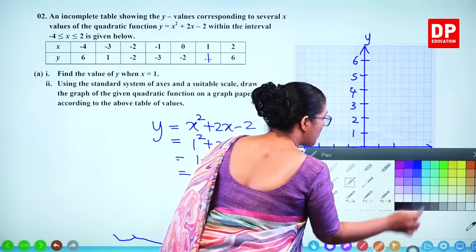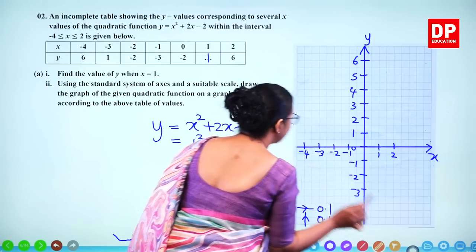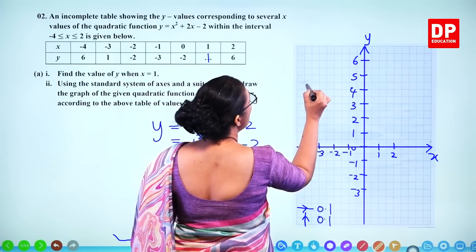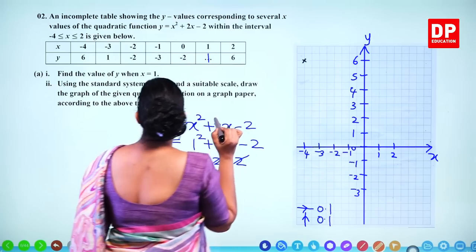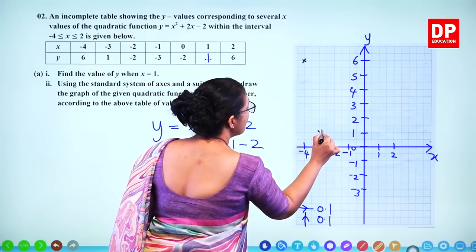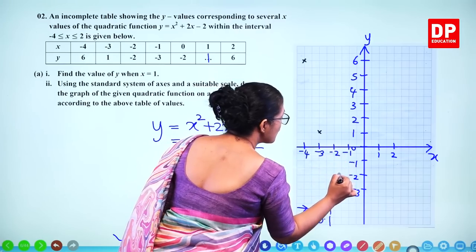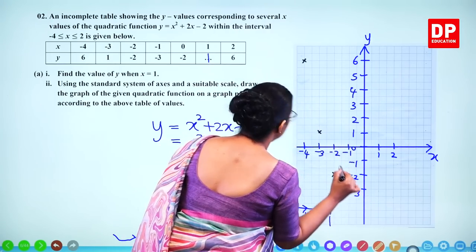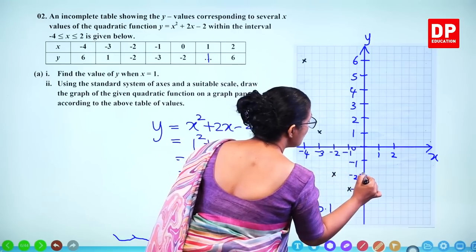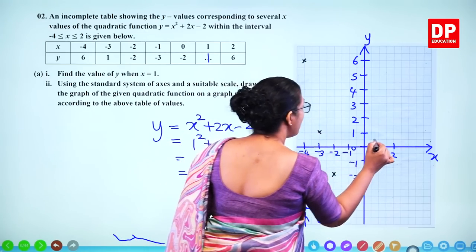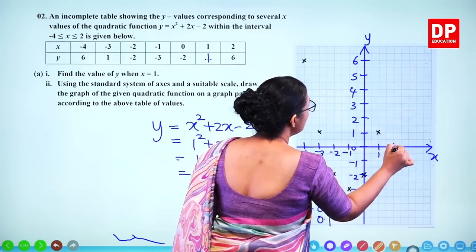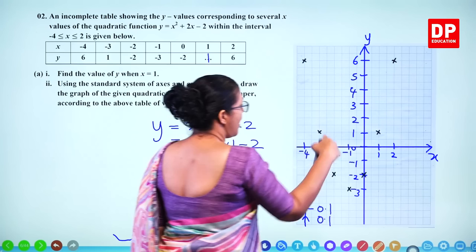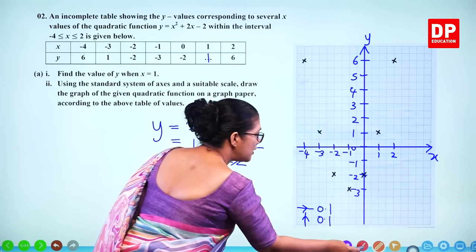We'll take purple color, black color. Okay, so minus 4, 6. Minus 3, 1. Minus 2, minus 2. Minus 1, minus 3. 0, minus 2. 1 and 1. 2 with 6. And now we have to connect smoothly.